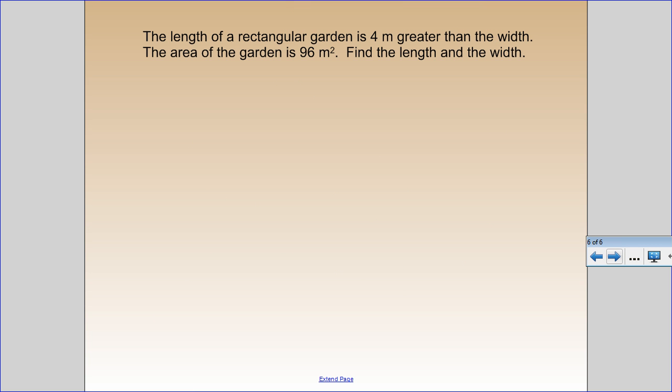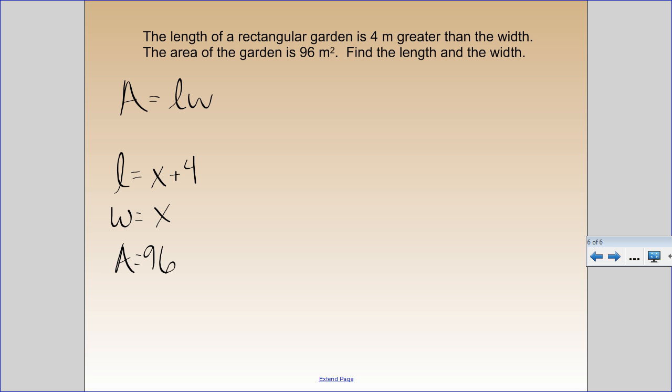Last one. The length of a rectangular garden is 4 meters longer than the width. The area of the garden is 96 meters squared. Find the length and the width. Here again, we're talking about area, but this time of a rectangle. So we write our formula. Define our variables. The length is 4 greater than the width. So the width we can just call x. And the area, I'll go ahead and state that, is 96.